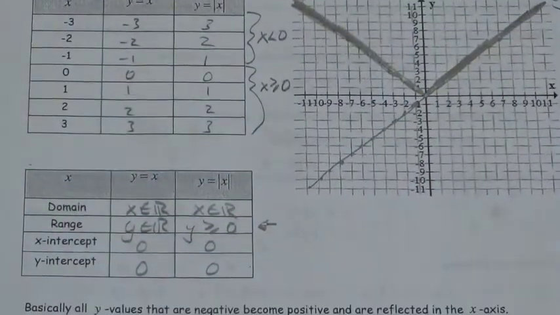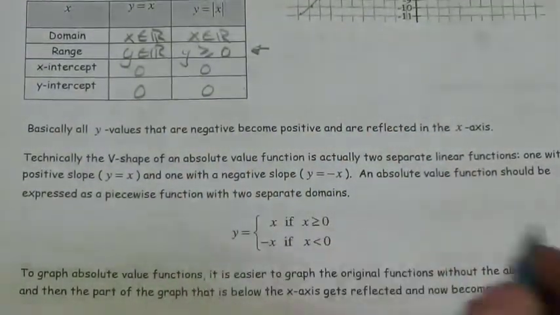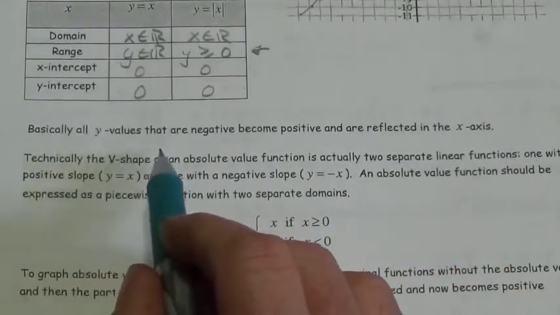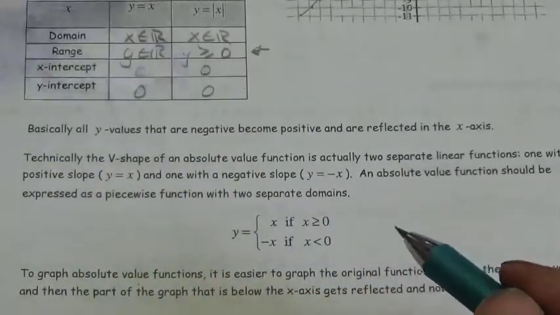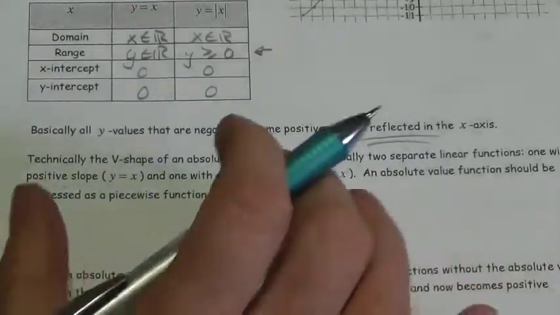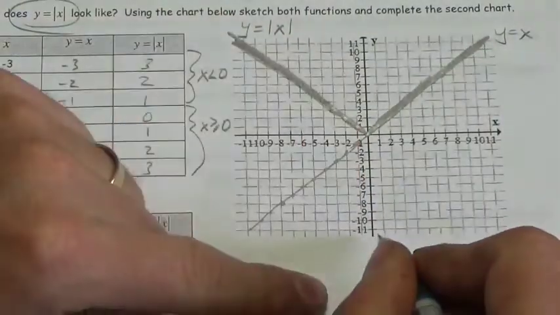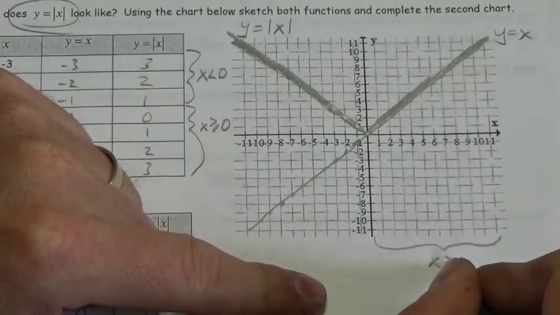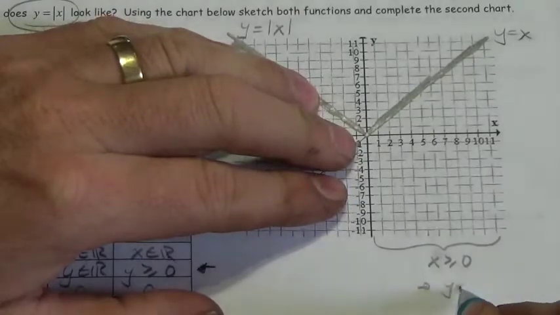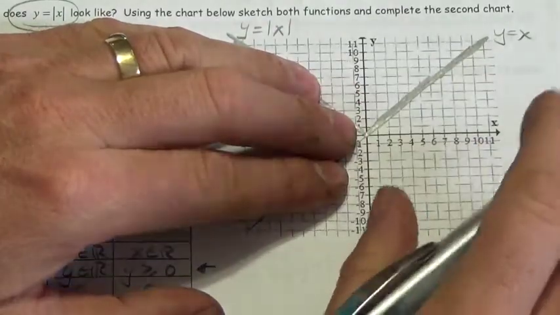Now there's a little bit of a description down here, and I want to push us towards the piecewise definition. So all of the y values that are negative, they became positive. Basically, they reflected in the x-axis there, and we get this V shape. And what they're saying right here is essentially what I just went through. If x is greater than or equal to 0, notice that what we're dealing with here is the line y equals positive x. It's exactly the same as y equals x. Completely identical.